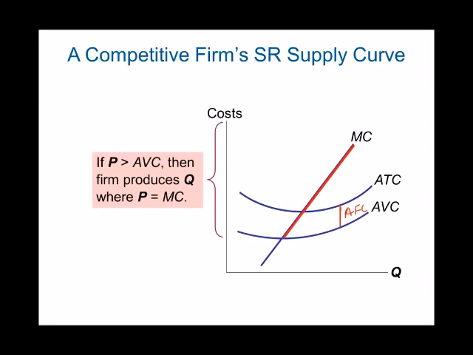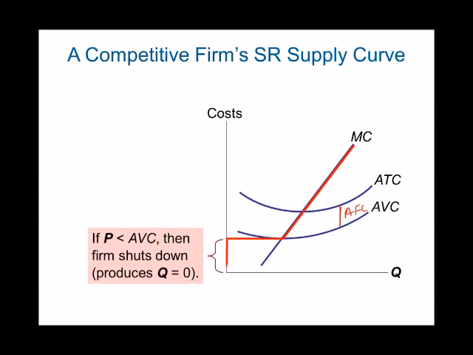So if the price is greater than average variable cost, then you should keep on producing. If the price is less than average variable cost, then the firm should shut down. So the supply curve is basically the red line. Any price you get that's below average variable cost, the firm should not produce anything.